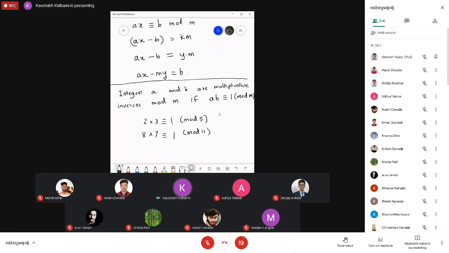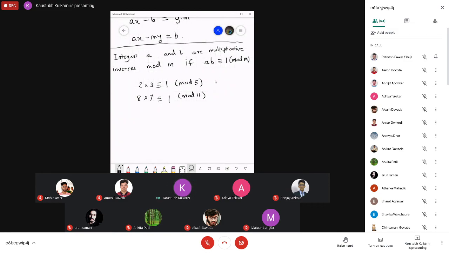Okay, now in general, let's say if we have one of the numbers, let's say I only had 8 and I know that the mod is 11. How will I find the other number? How will I find its inverse? Are you getting this point, whatever I'm doing? Are you getting my point?